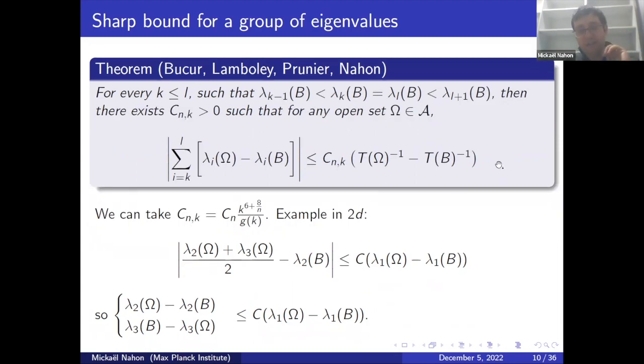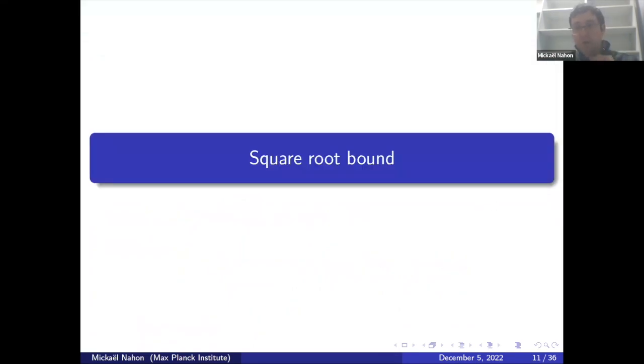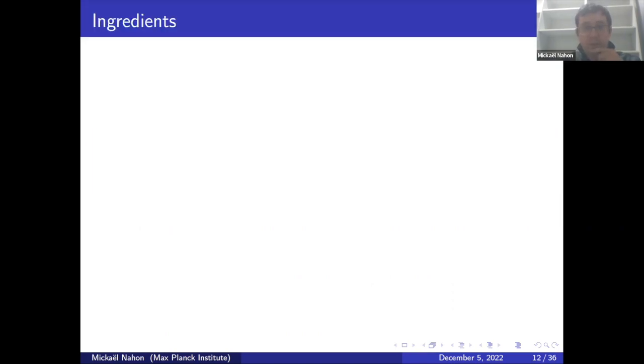Okay, and as I said, we prove it for the difference of torsion instead. So first, I will say a few words about the square root bound, which is two or three slides. The square root bound has a few ingredients. Basically, we have three main inequalities that we will use.